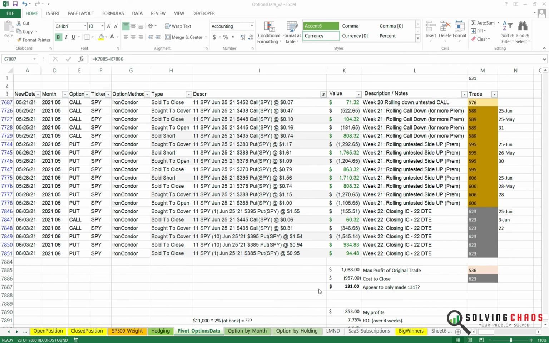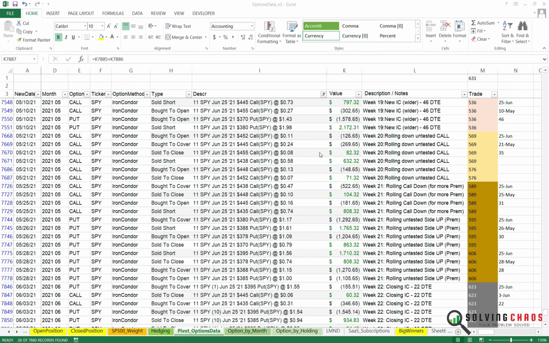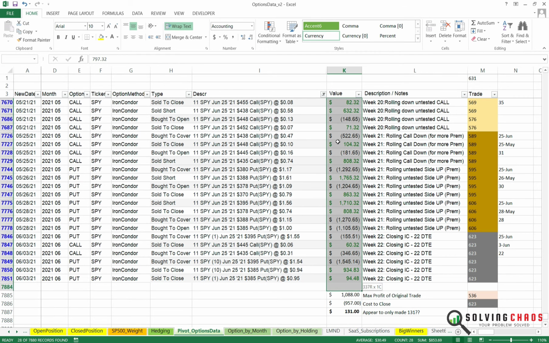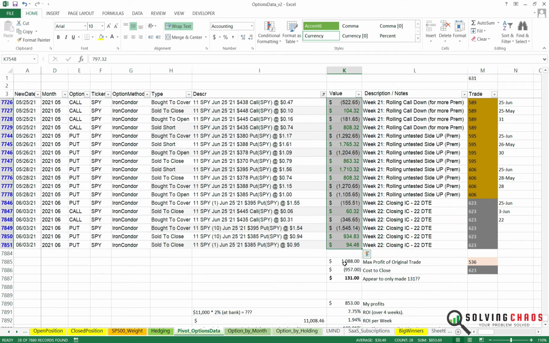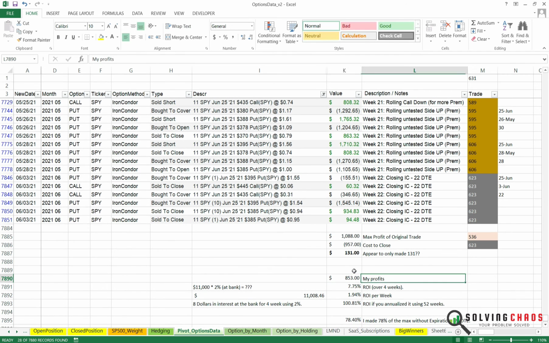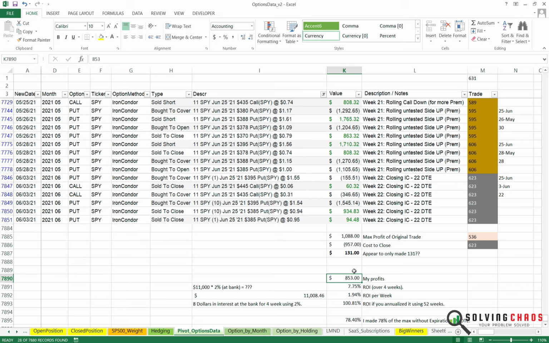As you now know, I did multiple rolls of both the call side and the put side on this contract in different weeks, and I collected the premiums. Because we tracked everything, we can actually see what the true profit is. When you add them all up, you'll see that the true profit is $853. If you plug that over here, $853 is the profit. You divide that by how many weeks that I had this for. So this is divided by how much capital I put up.